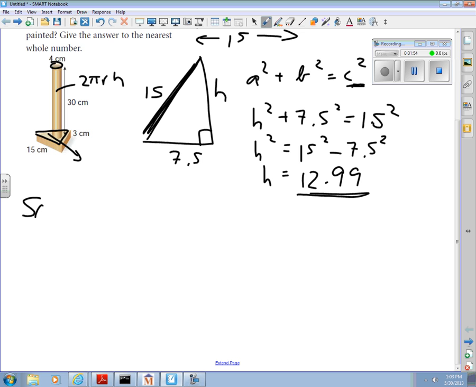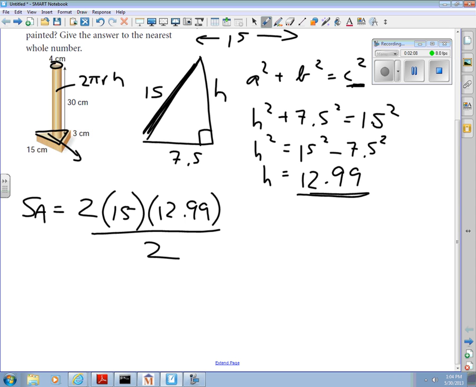So the total surface area of this thing is, well, I'm going to say it's 2 triangles. 2 times base, which is 15, times height, which is this 12.99 that I still have on my calculator, divided by 2. The reason there's a 2 here is because there's 2 triangles, top and bottom. So I cancel those. Then I have the 3 rectangles here. They're all 3 by 15. So 3 by 15, and there's 3 of them.